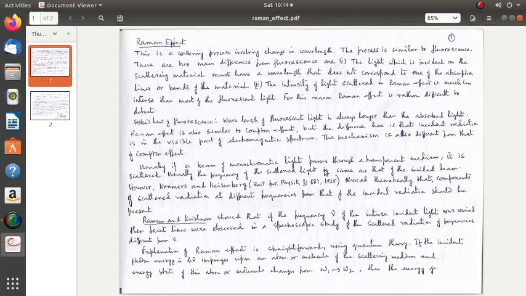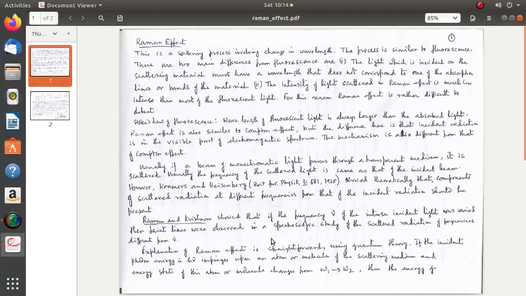So usually if a beam of monochromatic light passes through a transparent medium, it is scattered. Usually the frequency of the light is the same as that of the incident beam. However, Kramers and Heisenberg in 1925 showed, theoretically of course, that components of scattered radiation can be at different frequencies from that of the incident radiation. Such differences in frequencies should be present. That is what Kramers and Heisenberg calculated in 1925.